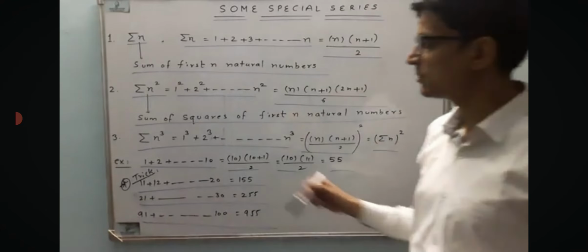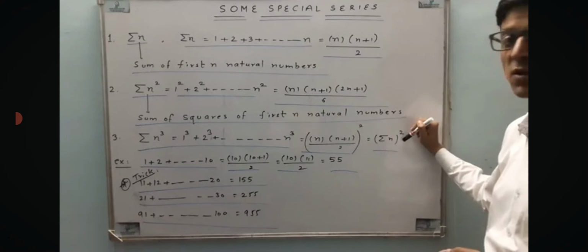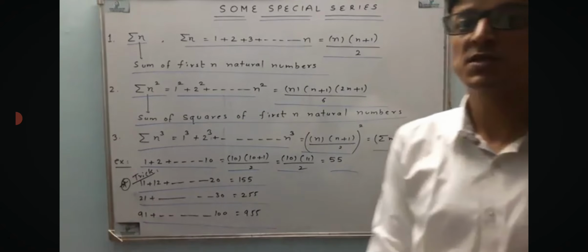Sigma n cube is 1 cube plus 2 cube up to n cube. This is (n(n plus 1) by 2) whole square. This is sigma n whole square. So these are some special series. Let's apply them in some questions.